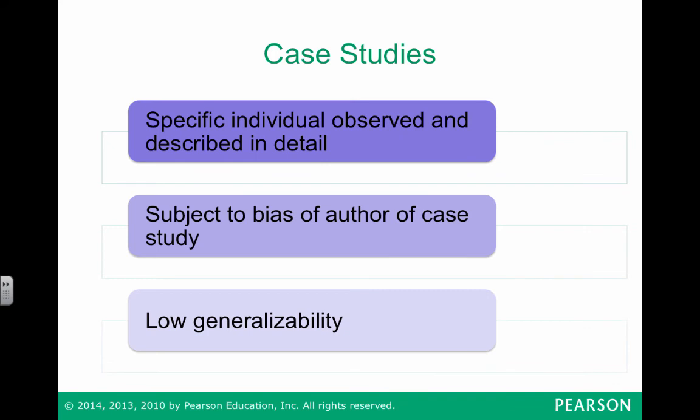One way that we can gather information is through case studies. In a case study, a specific individual is observed and described in detail. Now, the problem with this is that it can be subject to bias of the author of the case study, because many times the author is trying to prove a hypothesis or come to a certain conclusion. Also, because it's very specific to the individual being observed, there can be a low generalizability to the information received. It may not apply to very many other people.